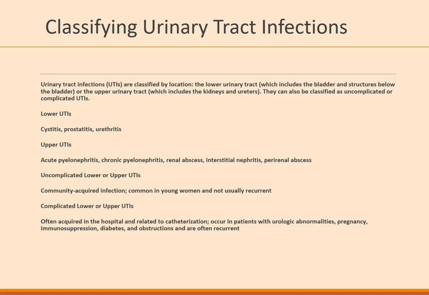Complicated UTIs are recurrent and sometimes hospital acquired. They usually have a primary diagnosis, so patients with urological abnormalities, pregnancy, immunosuppression, diabetes, or obstructions tend to have recurrent UTIs, and those are the ones considered complicated. An uncomplicated UTI is usually community acquired, common in young women, and not usually recurrent.